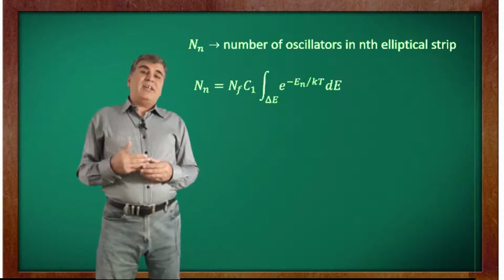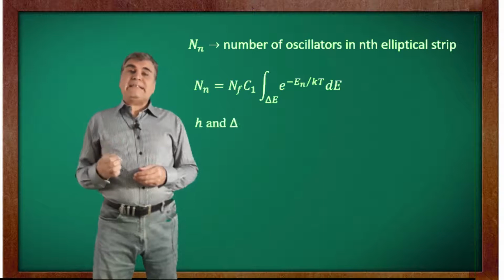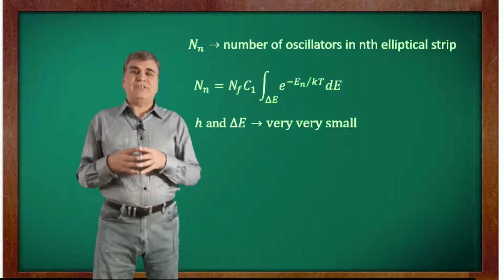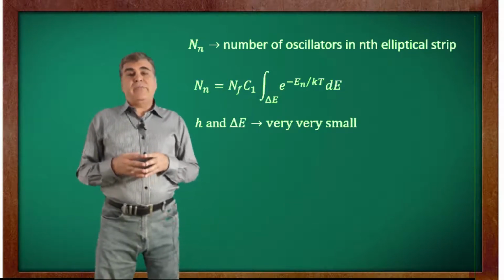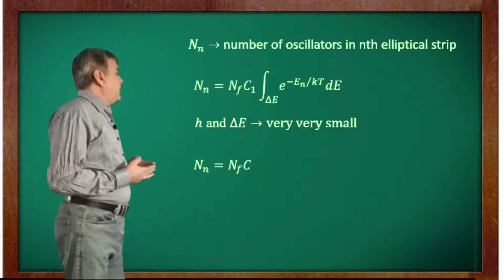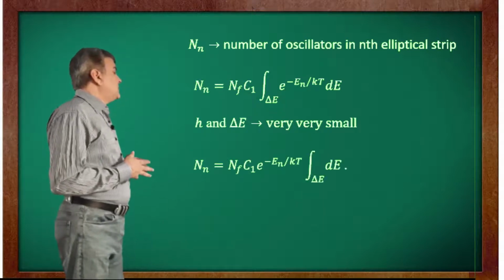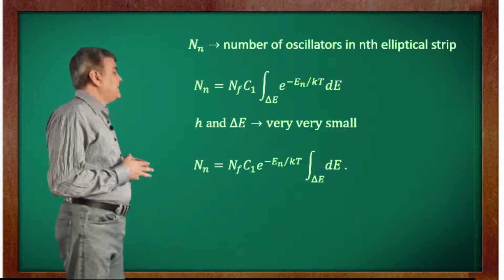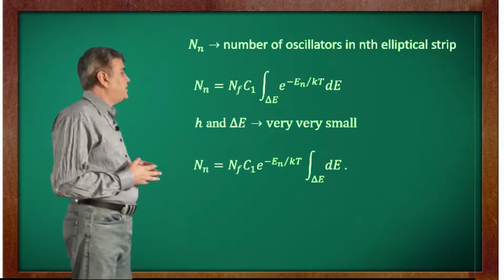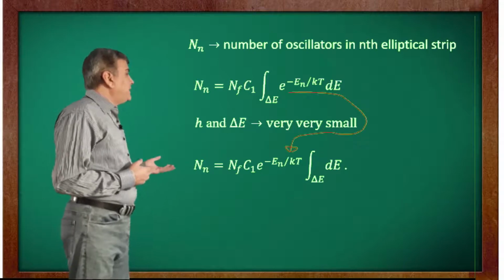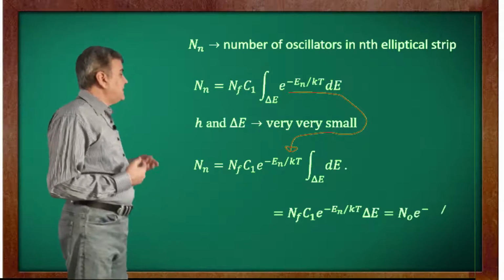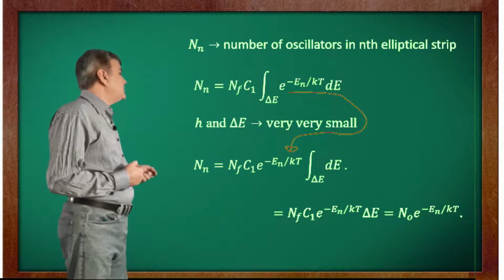At this point, we make an approximation, that is, in the limit of both h and delta E small enough, the integrand can be treated as a constant. With this approximation, the above equation reduces to n sub n equals n sub f times c sub 1 times exponent minus E sub n divided by kT times the integral over change in energy dE, which of course leads to n sub f times c sub 1 times exponent minus E sub n divided by kT times delta E.